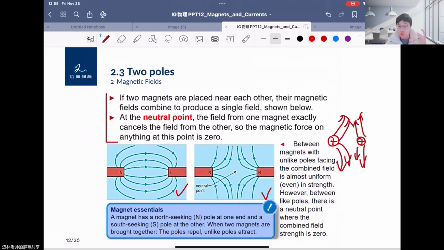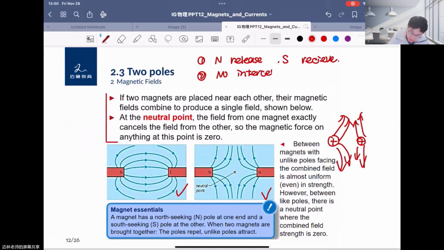You can use the north before, or you can trace back to the electric field part to remind yourself, okay? So we have several conclusions. The first conclusion is that the N pole releases and the south pole receives, right? This is for the first property. And for the second property, we said, oh, there's no intersection between each magnetic field line, okay? And for the third property, we can say, oh, if the lines are very dense, that means they have a very strong magnetic field, right?